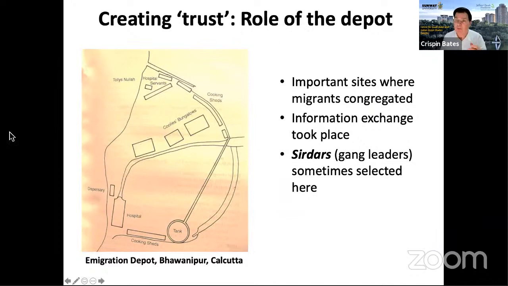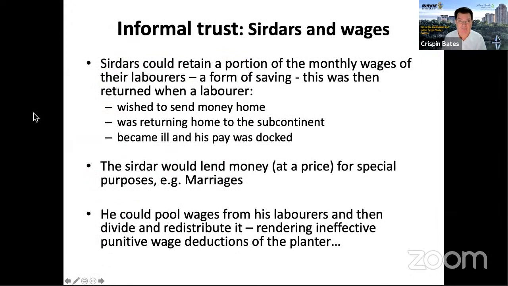These obviously were promises that would be made above and beyond the minimum that was within the contract, the indentured contract. But I would argue that alongside these formal mechanisms of trust that were encouraged by the British, there were a lot of other trust relationships going on, which were functions that were being performed by the sardars. Sardars, for example, were often retaining a portion of the monthly wages of labourers as a form of saving, which was then returned when a labourer wished to send money home, or wished to return home to the subcontinent, or in order to cover his living expenses if he became ill and his pay was becoming docked. The sardar would also lend money for special purposes such as marriages.